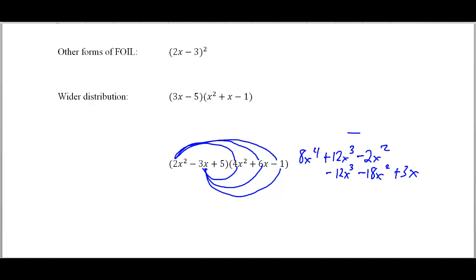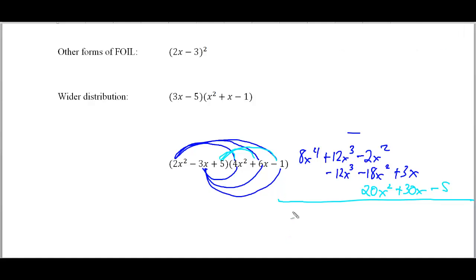Now I'm going to change colors here so I can show you the third set of cables. The third set of cables will go from the 5 to each of these. So 1, 2, 3. So my first cable is going to be 5 to 4x squared. So this is going to be 20x squared. The 5 is multiplied then by the 6, which is going to make 30x. And the 5 and the minus 1 is going to be negative 5. I'll put these all together and get my final answer, which will conclude the video.